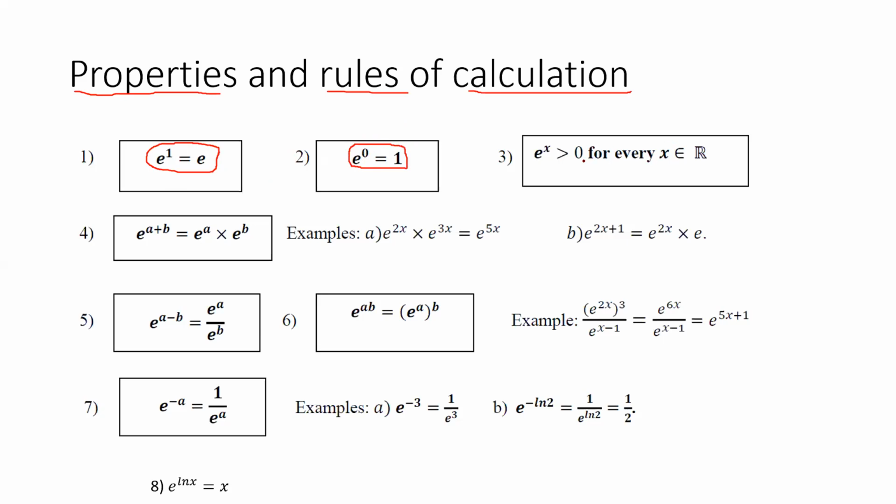Now, the most important thing to know is that e to the x is always positive. We will come across this a lot in this chapter. So e to the x is always positive. Why, Thomas, is e to the x always positive?